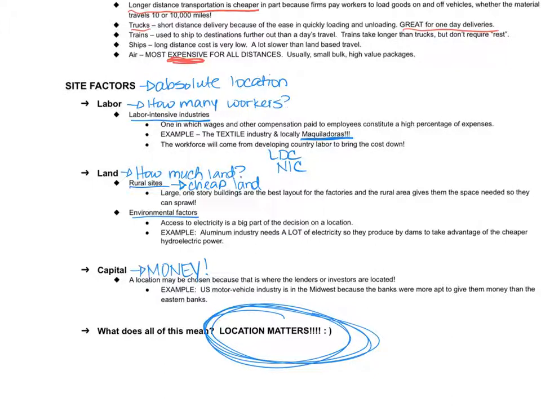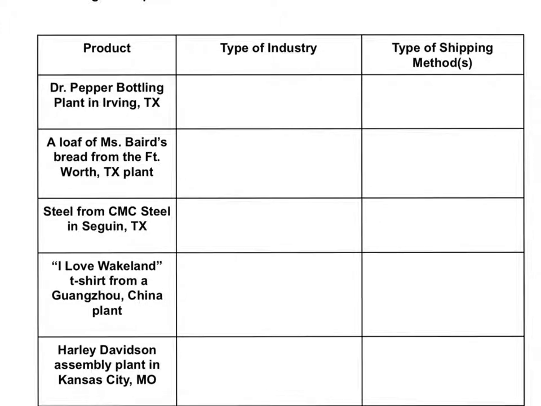Okay, so this is what I want you to do. Use those notes. I want you to look at this page, and with your group, I want you to tell me 2 things for each of those products. Tell me what type of industry that would be, and then tell me how it would get to you, so you specifically. Then we'll go over it.